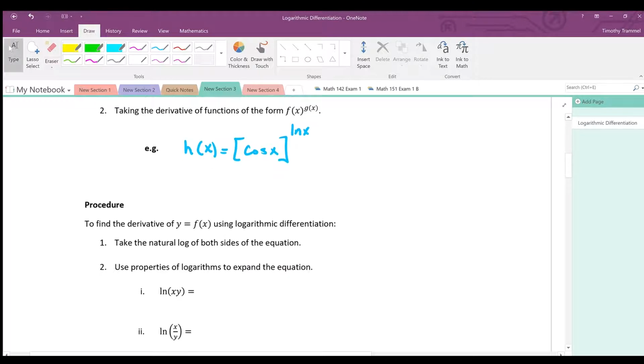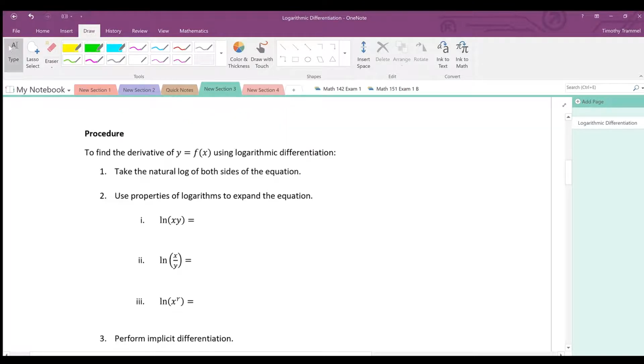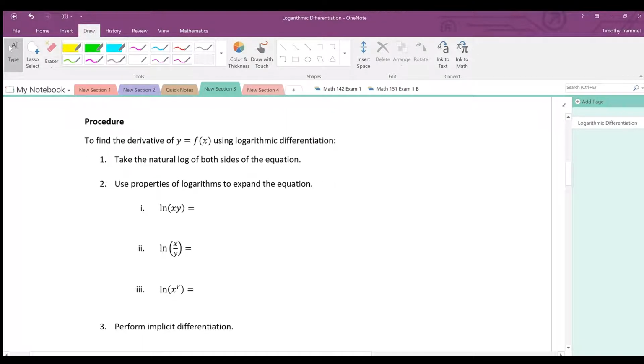Let's take a look at our procedure here. So this is what we'll do when we have a logarithmic differentiation problem. We'll take the natural log of both sides of the equation. Technically, you could use a log of any base, but we all have the natural log on our calculators, so this is a good choice.